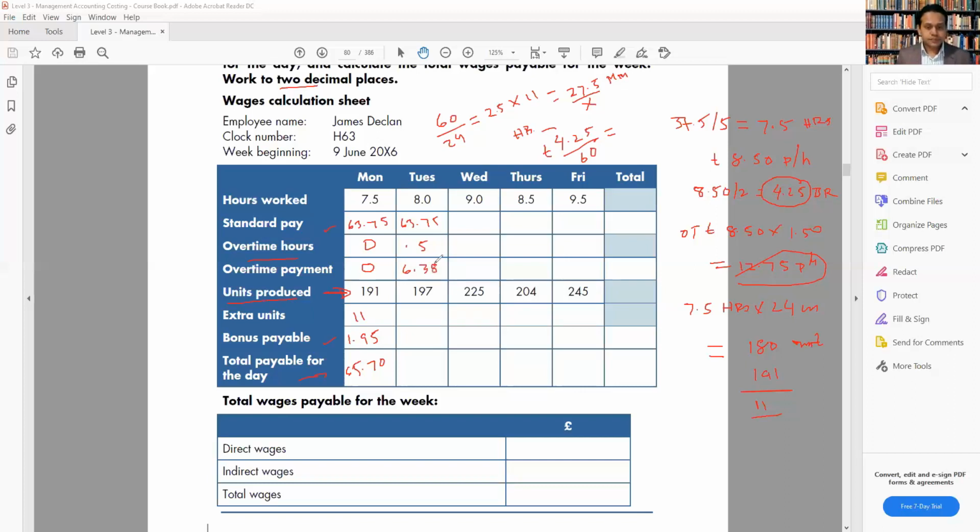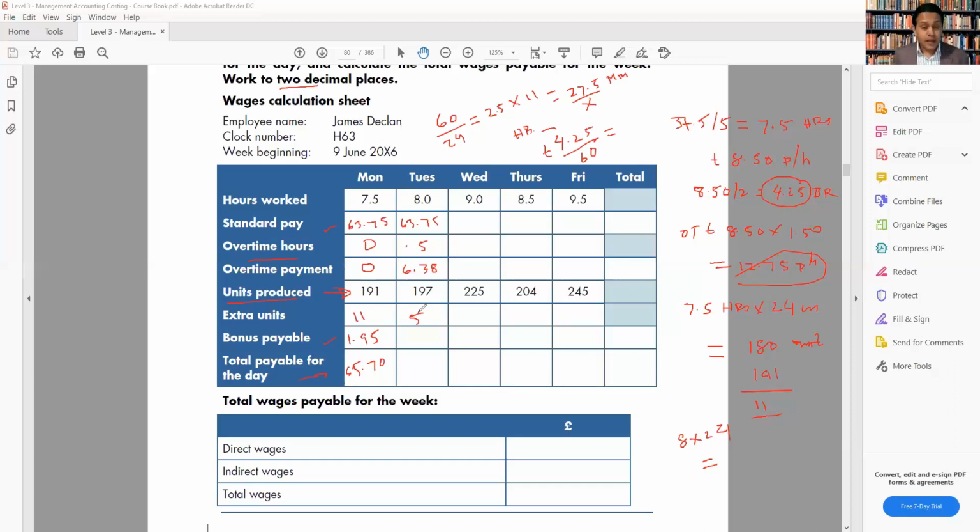6.38. Now again we have the bonus issue here. How many units are extra here? In 8 hours, he's supposed to make how many units? 8 times 24. So find the difference. How much is extra? Is it 5? Very good. He made 5 units extra.